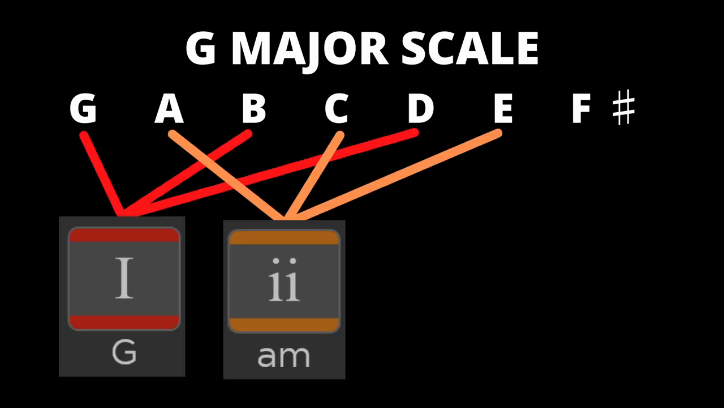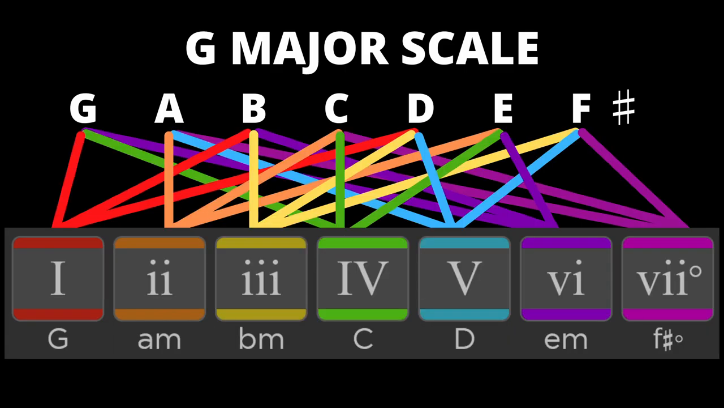We can then repeat the process on the second note in the G major scale, which is A. We start on A, skip a note to C, and skip a note from C, which gets us to E. A, C, and E are the notes in an A minor chord. This is the second chord in the key of G major. We label it with a lowercase 2 Roman numeral. You can then repeat this process for every note of the G major scale. This will generate a pool of 7 chords in total.